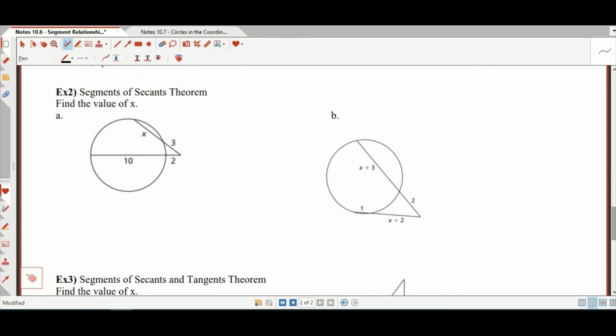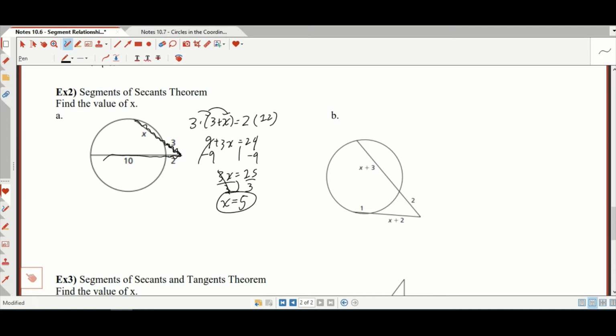Now this does something really similar, except remember this time it's the external segment times the whole secant, the external plus the internal segment, 3 plus x, is equal to the other external segment times its whole secant, which in this case is 12. Distribute that in: 9 plus 3x equals 24. Let's solve this by subtracting from both sides. I just want x, right? 24 minus 9 is 15, so 3x equals 15. Divide both sides by 3, and x equals 5.